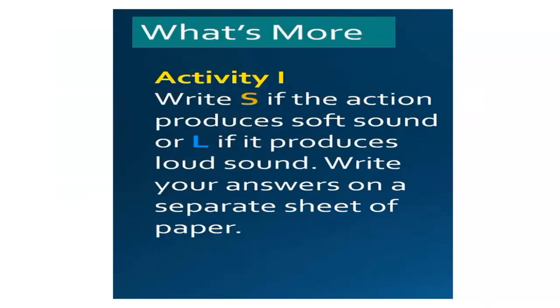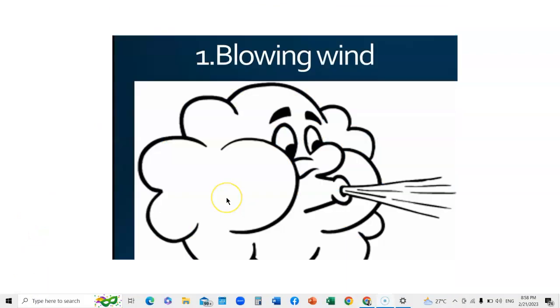So we have here Activity 1. Write S if the action produces soft sound, or L if it produces loud sound. Write your answers on a separate sheet of paper. So number 1, blowing wind. Is it S or L? Very good. It is S, soft sound.